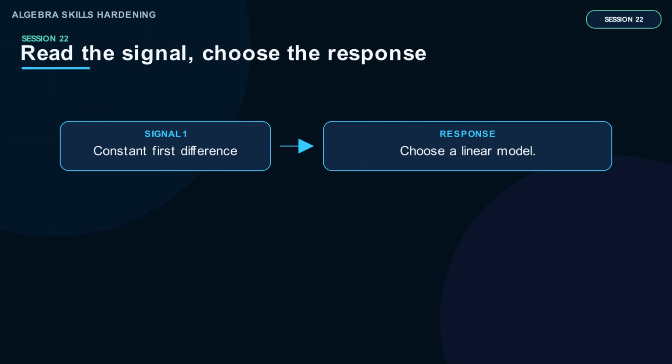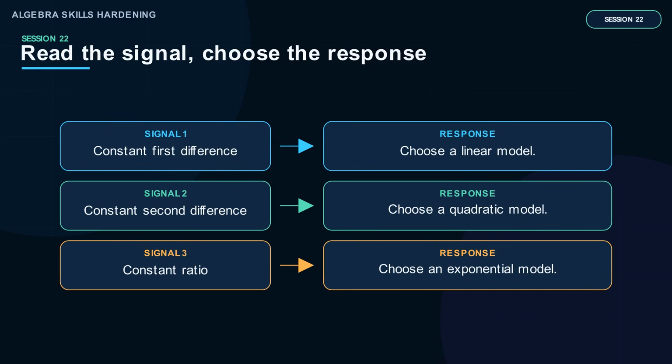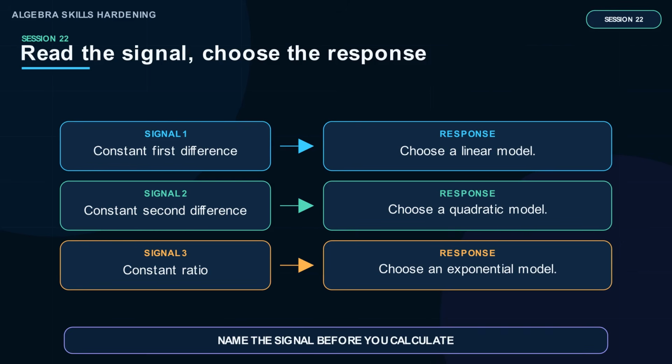Signal 1 is constant first difference. Respond by remembering: choose a linear model. Name the response before calculating. Signal 2 is constant second difference. In that case, choose a quadratic model. The form tells you which tool fits. Signal 3 is constant ratio. Remember, choose an exponential model. This separates plausible from valid answers. If you cannot name the signal, slow down. Deliberate classification is faster than repairing rushed algebra.